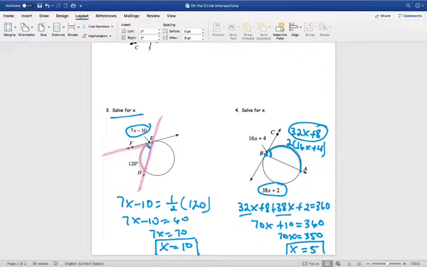Okay, so sometimes we don't just ask you to solve for x, we ask you to plug it back in. So if we plugged it back in here, if I did 32 times 5 plus 8, I would get that this arc measure here is 168. If I do 38 times 5 plus 2, I get that this arc measure is 192. And you can check yourself, make sure that 192 plus the 168 add up to be 360, which they do. This angle measure, when I do 16 times 5 plus 4, I'm going to get that this angle is 84.